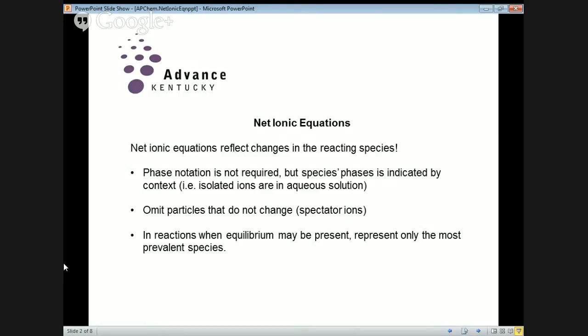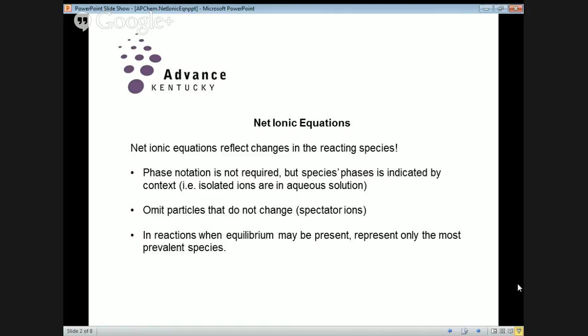When you're writing net ionic equations, the equation should reflect only the changes in the reacting species. So if there are other particles there, chloride ions or sodium ions that don't change, they're not included in the net ionic equation, and we call those spectator ions. That's kind of the second bullet there.